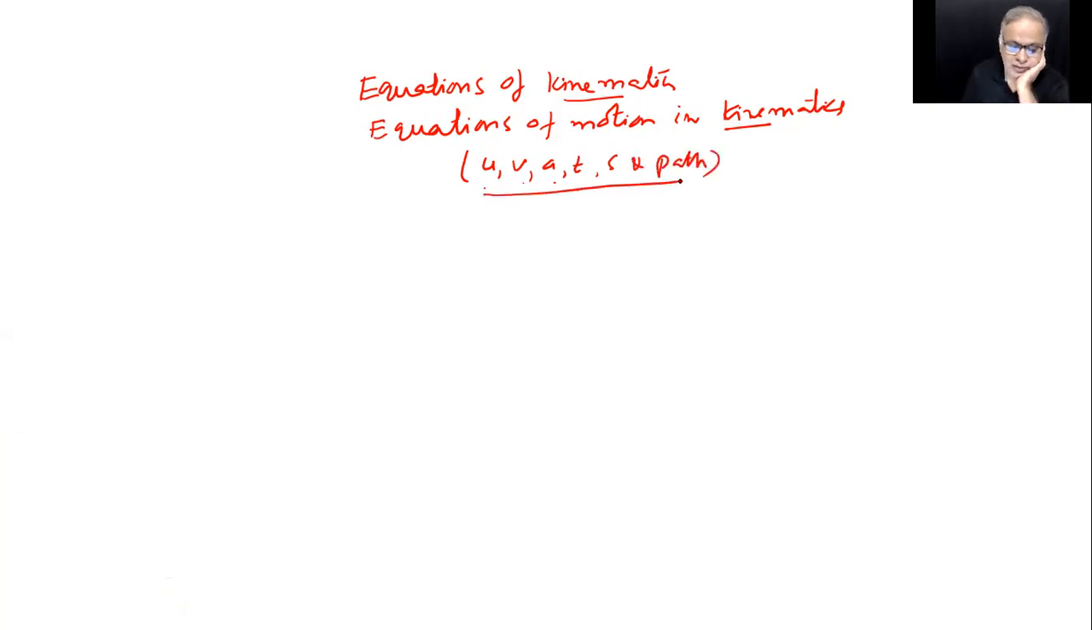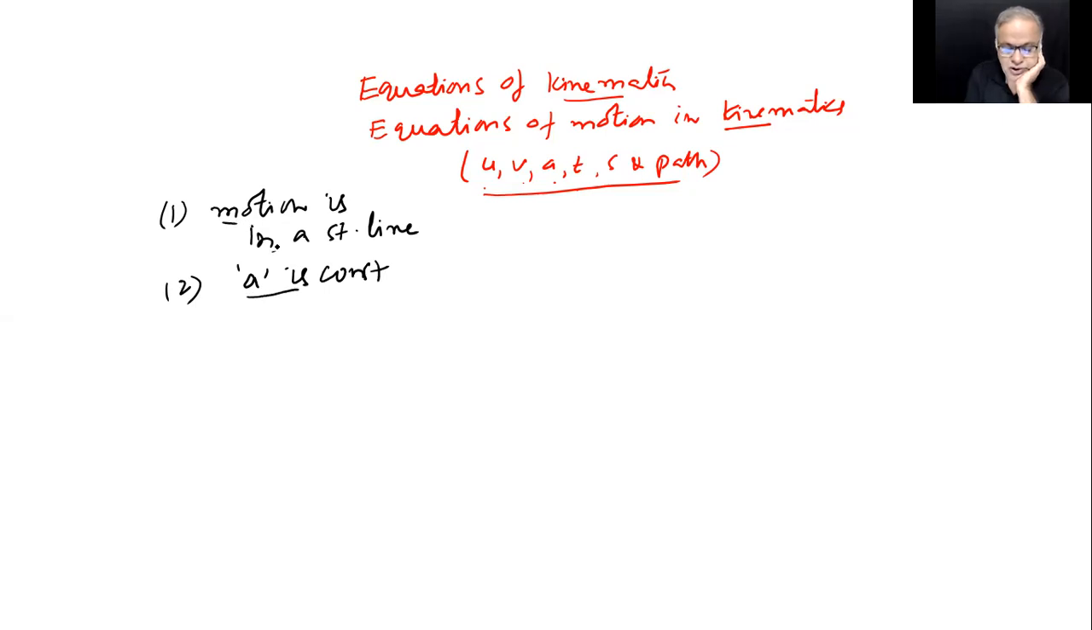Now here we discuss a specific case. First thing is, motion is in a straight line. And what is the second thing? A is constant. So when you do a question, you need to bear these two things in mind. Now, the first equation, V equals U plus A t. You need to understand that there is no S in it.